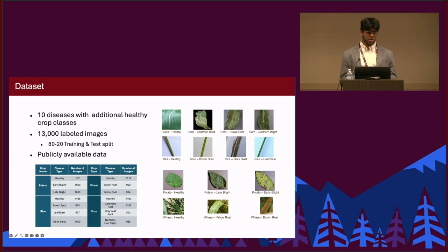And as a data set whole, we had 13,000 images with an 80-20 testing and training split that can then be further expanded in the future to include more crops or more diseases or more data to help increase the accuracy of our model.